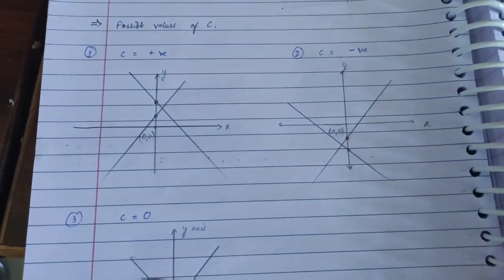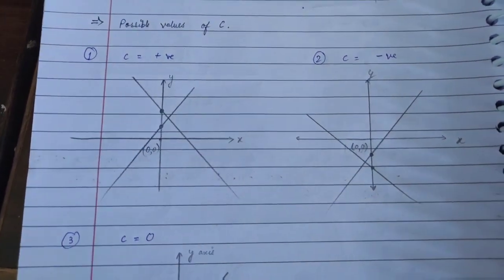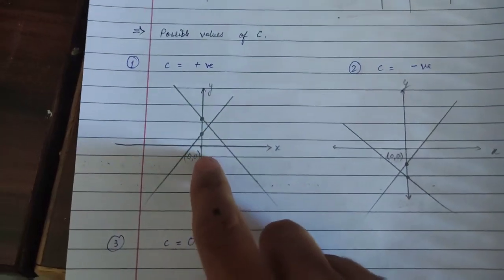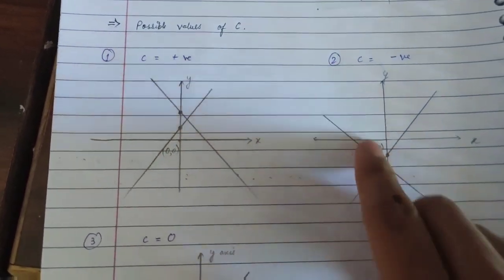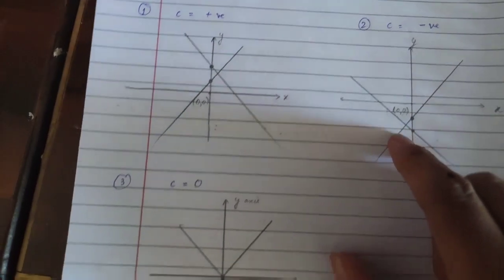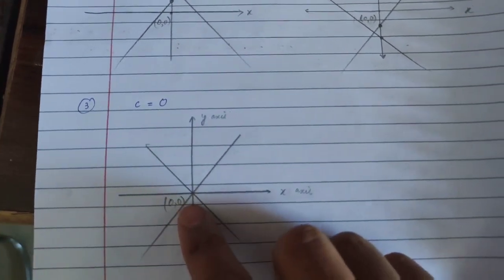Okay, now possible values of c. What was c? c was the intercept on the y axis. So when c is positive, it will intercept above 0. When c is negative, it will intercept below 0. When c is 0, what does 0 mean? It will pass through the origin. Simple.